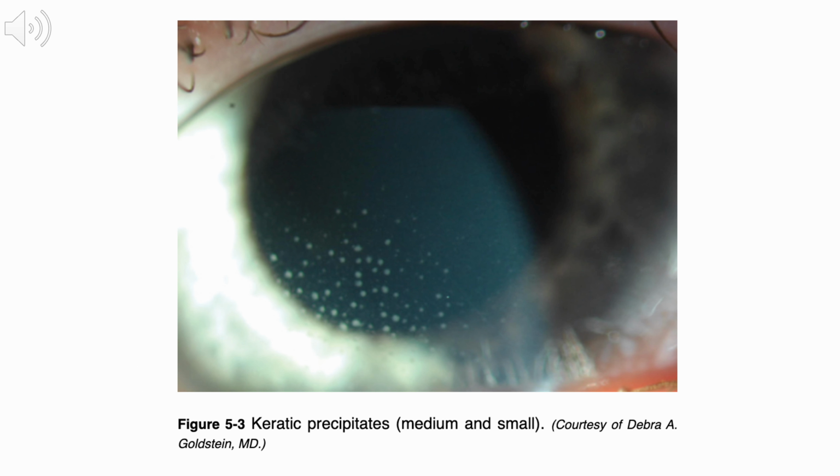This slit lamp photograph, figure 5-3, shows medium and small KPs on the corneal endothelium. Notice the scattering of discrete, pale, rounded deposits across the back of the cornea, seen here against the dark pupil. These are the smaller, more diffusely distributed KPs, typical of a non-granulomatous reaction, quite different in scale from the large, greasy deposits on the next slide. Use this as your visual reference for what a modest, non-granulomatous KP shower looks like at the slit lamp.